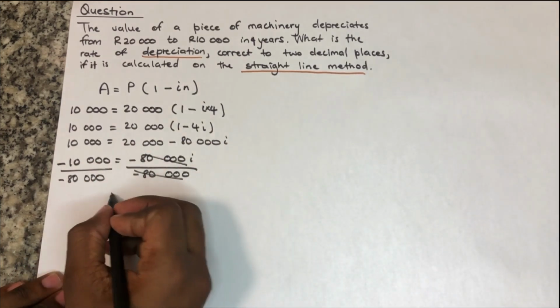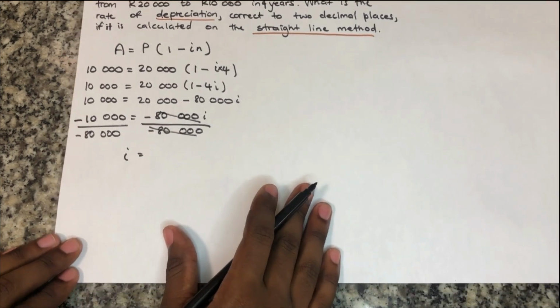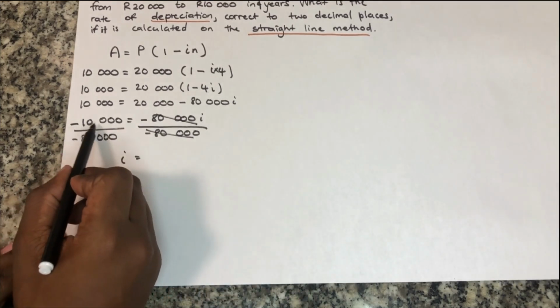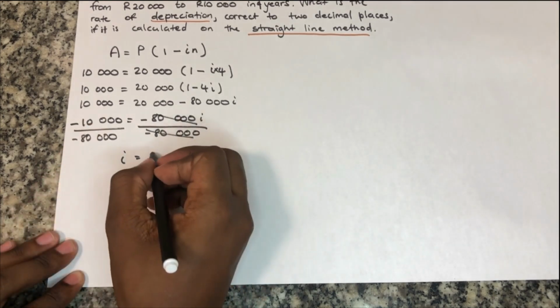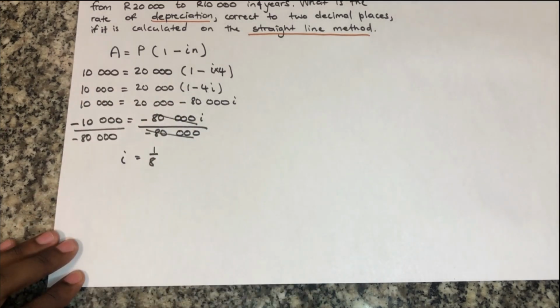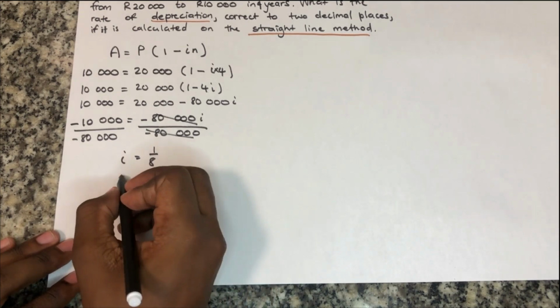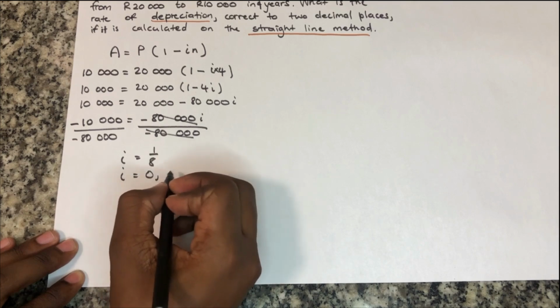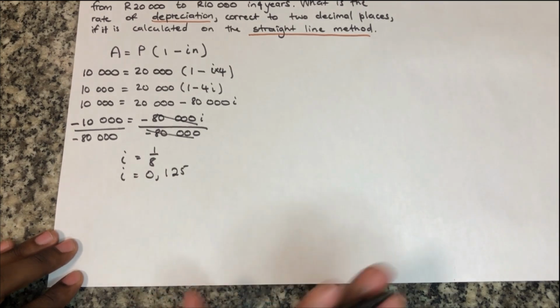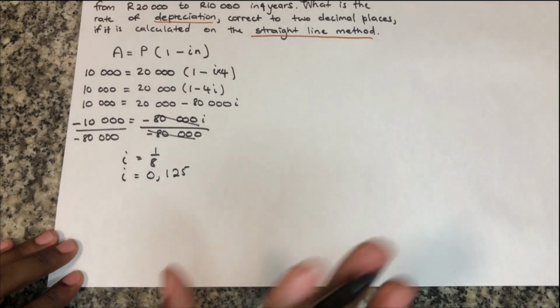So this cancels this, and we're left with i, because negative divided by negative is positive. So our i will be equals to negative 10,000 divided by negative 80,000, which is going to be 1 over 8. Then we take this into decimal because remember that we're looking for the rate of depreciation. So 1 over 8 is 0.125. So our i is equals to 0.125.